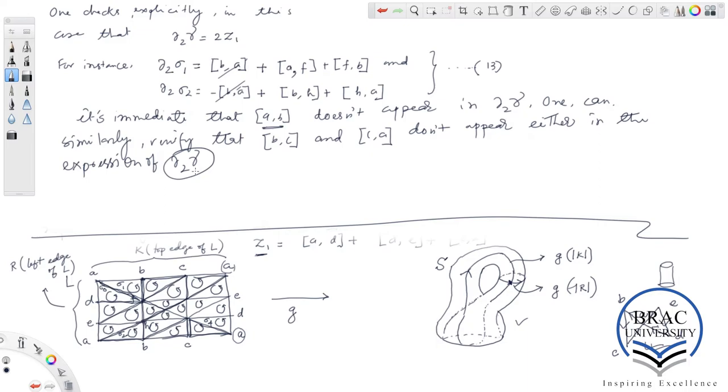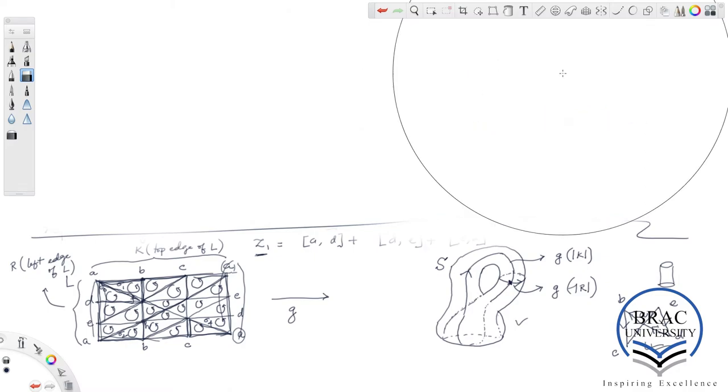Now, we have seen that delta 2 gamma vanishes on each of the one simplices that does not belong to the boundary of L. This is the boundary of L, okay? And one also checked that delta 2 gamma vanishes on each of these one simplices, A, B, B, C, and C. Now, this edge is left. Okay, this edge and this edge. So let me do that computation now.